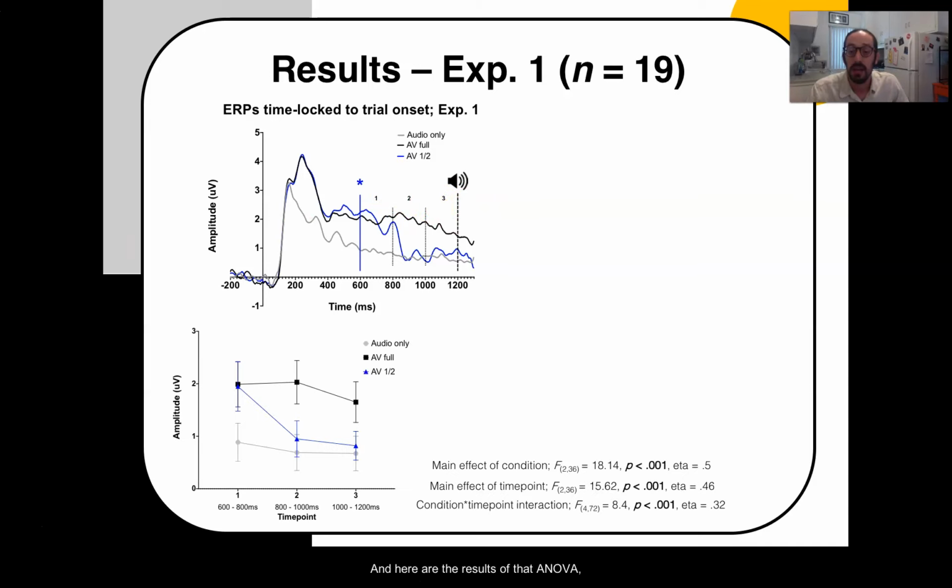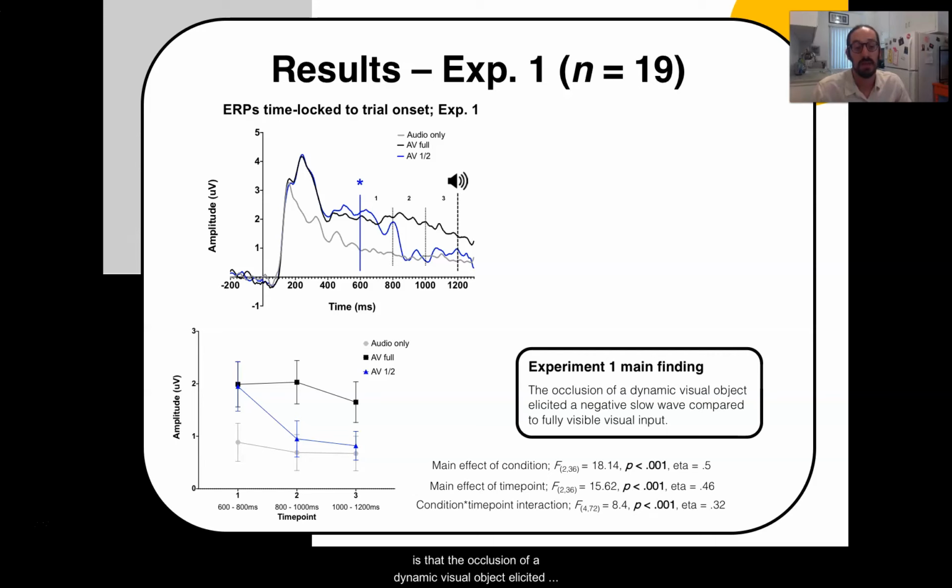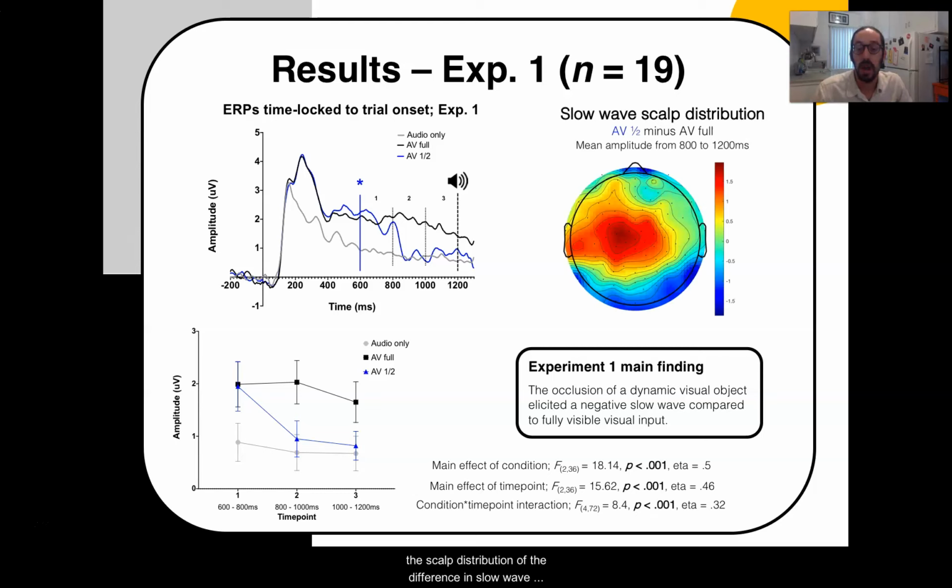Here are the results of that ANOVA, where I plotted the significant condition time point interaction to the left, and the y-axis reflects the mean amplitude of the slow wave response, and the x-axis presents each equally spaced 200 millisecond time window. Here you can clearly see what's demonstrated in the ERP figure: the occlusion of a dynamic visual object elicited a negative slow wave compared to fully visible visual input. Interestingly, the scalp distribution of the difference in slow wave activity between the half occluded and audiovisual full condition was most negative over occipital regions.